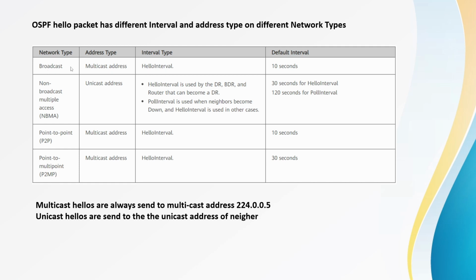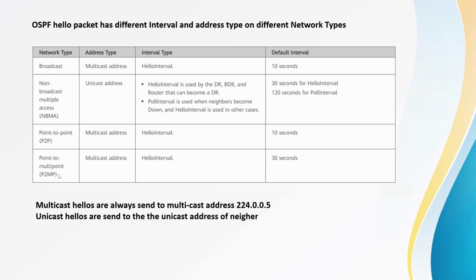In the broadcast network, the address type is multicast. The multicast addresses we mentioned before are two multicast IP addresses: one is 224.0.0.5, another is 224.0.0.6. The hello interval for broadcast by default is 10 seconds. For point-to-point, the address type is multicast address, and the hello interval is 10 seconds.